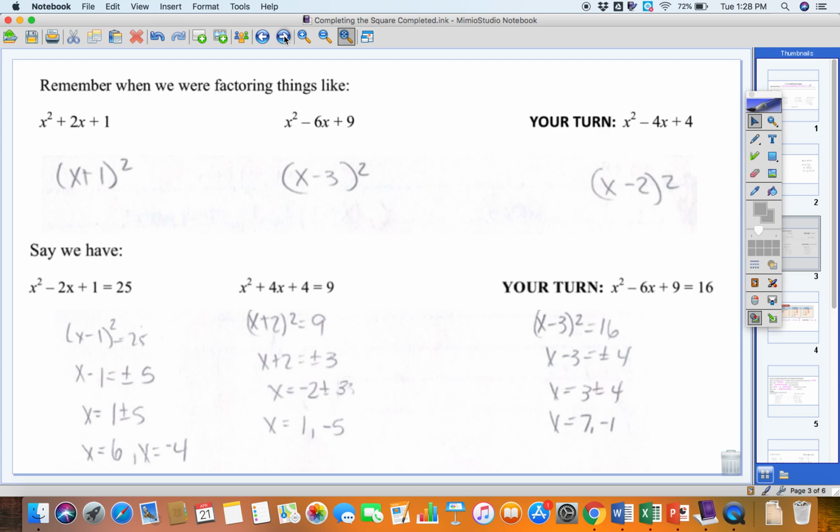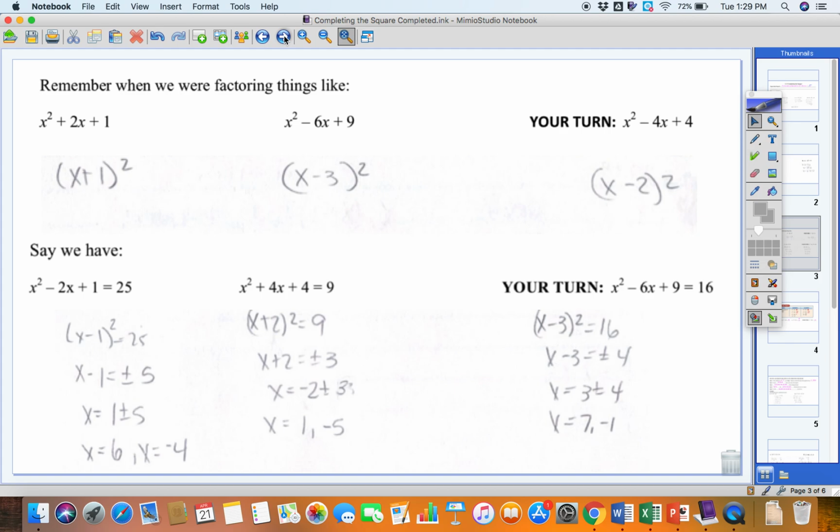On the next three examples, these are problems where the perfect square is set up already on the side, but you have to factor it. So x squared minus 2x plus 1 factors into x minus 1 squared. It's equal to 25. So to solve these, we just practiced that. We're going to take the square root of both sides. So we get x minus 1 is equal to plus or minus 5. Then we add 1 to both sides, and we get x is equal to 1 plus or minus 5, which means x is equal to 6 and x is equal to negative 4.